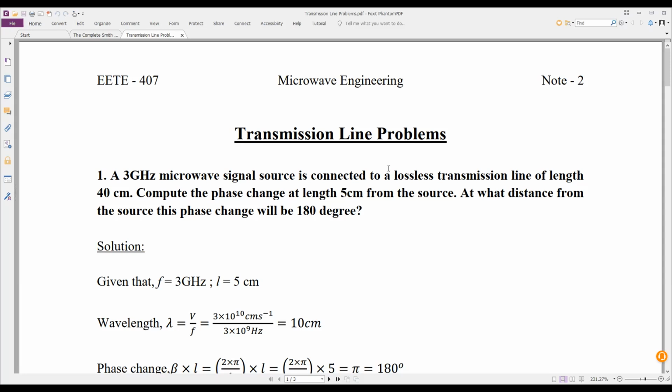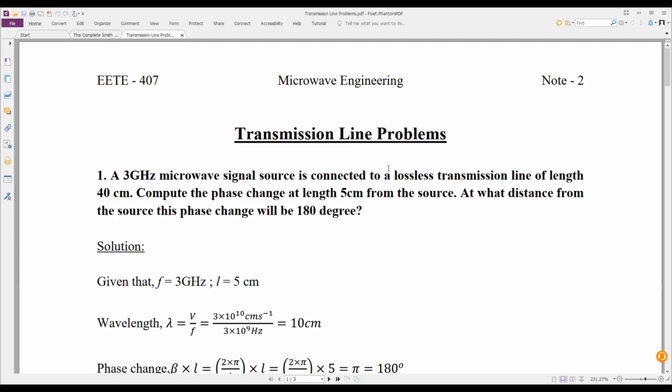Using this problem, now the second one: a 50-ohm lossless transmission line of 5 cm is terminated with a short circuit. Now the load is a short circuit, that means ZL is 0. The line is fed with a 3 GHz sinusoidal signal. The relative permittivity of the dielectric material of the transmission line is 2.2, that means epsilon R is 2.2.